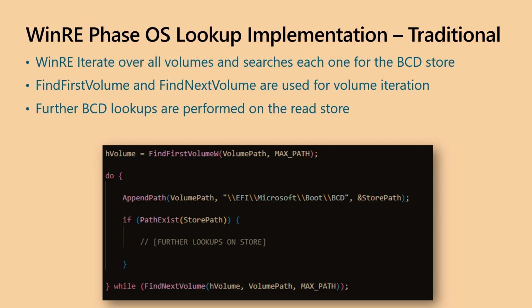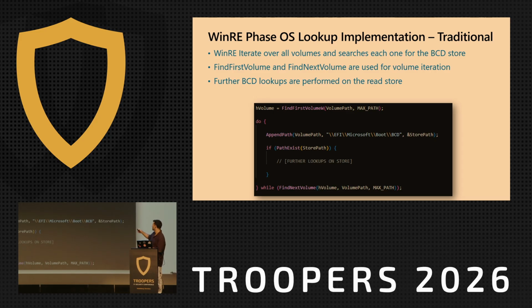So you can see that's pseudocode, but generally it uses two Windows APIs, FindFirstVolume and FindNextVolume, iterates over the volumes, and checks for a hard-coded path, EFI\Microsoft\Boot\BCD. If the path exists, it performs the lookups on that store.